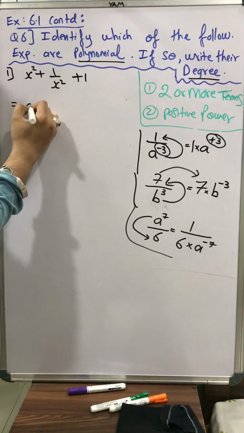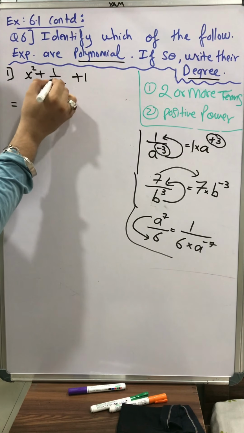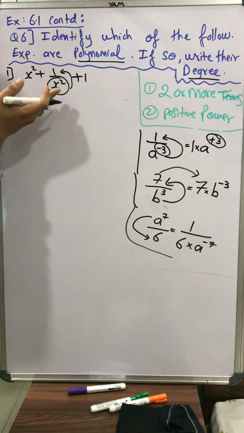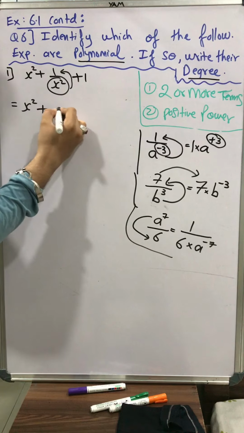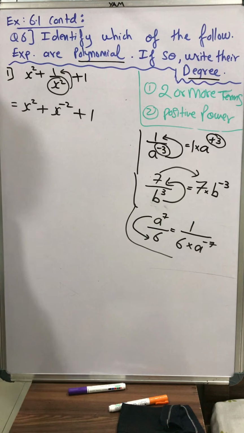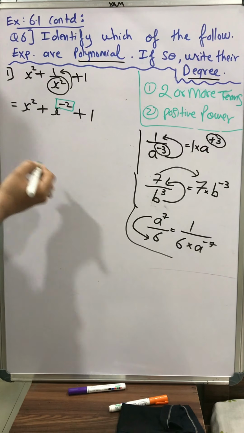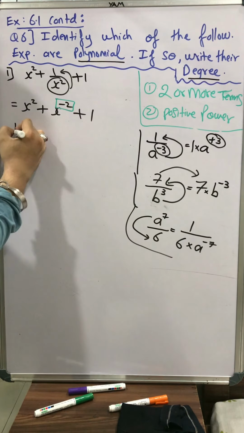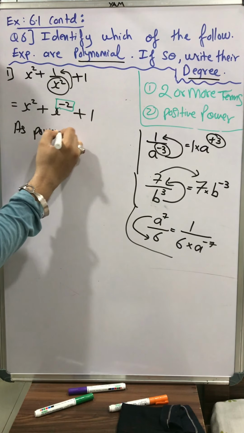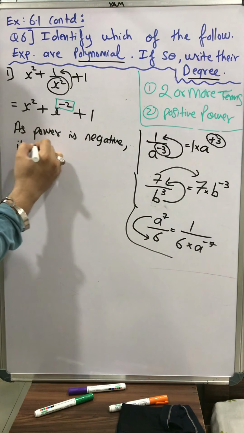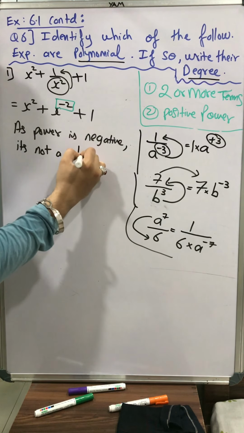Okay, come here students, let's see here. Can I say over here, this can be written as x square plus x square, where the x square is in the denominator, so I need to bring it in the numerator. So when x square goes in the numerator, it will become x raised to minus 2 plus 1. That's it students. Now you all can see the power became negative, and our condition was positive power. So that's the reason it is not a polynomial. As the power is negative, it's not a polynomial.